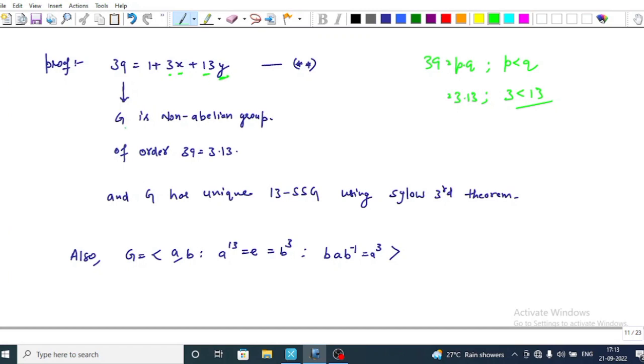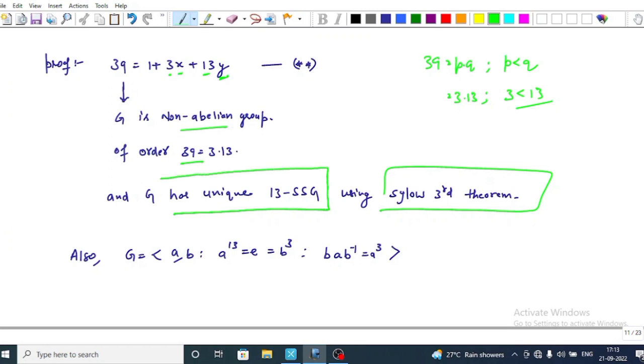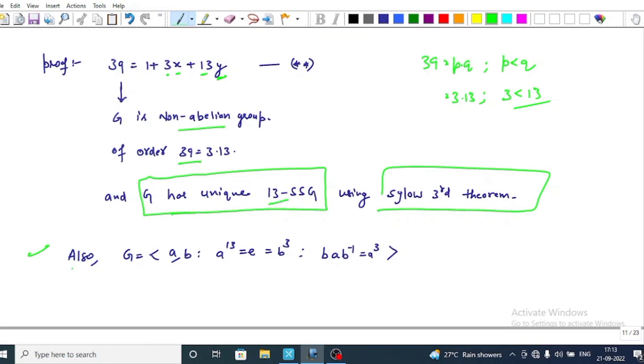Now as we know that G is a non-Abelian group of order 39, by using the Sylow third theorem, it has a unique Sylow 13-subgroup. That is, G has a unique subgroup of order 13. If the order of the group is 39 and G is non-Abelian, then G can be represented by the generating relation A comma B such that order of A is 13 and order of B is 3, that is, A power 13 is equal to E equals B power 3, such that B inverse is equal to A power.